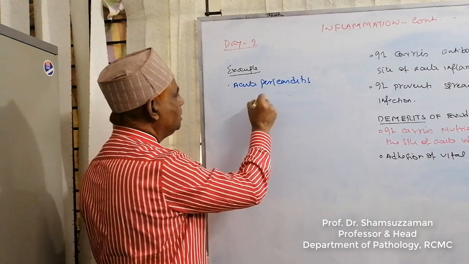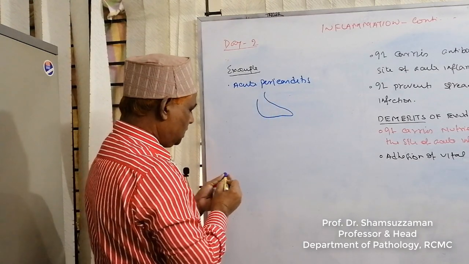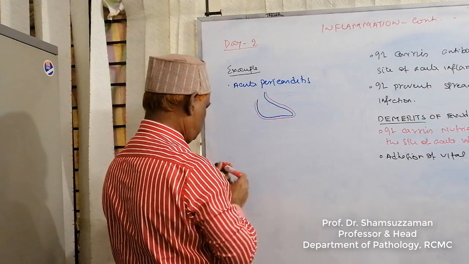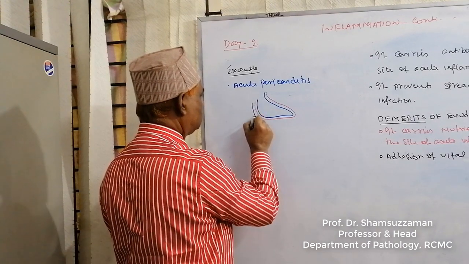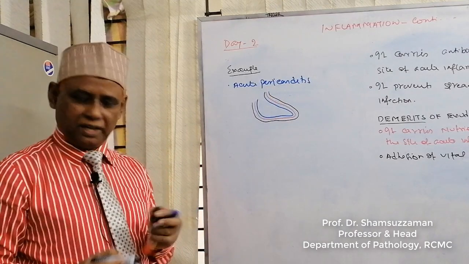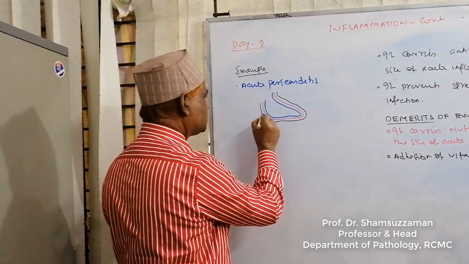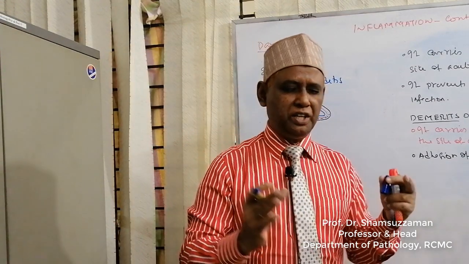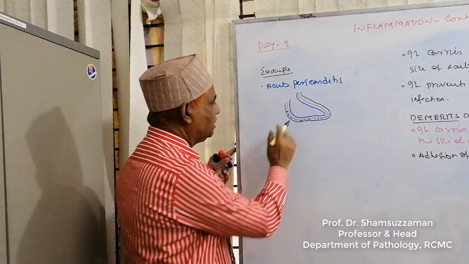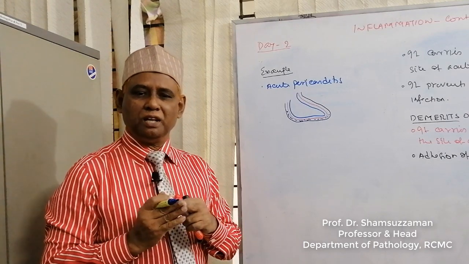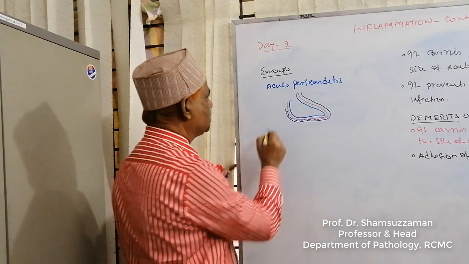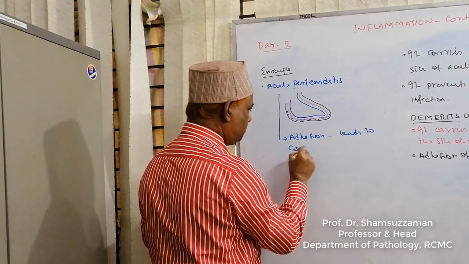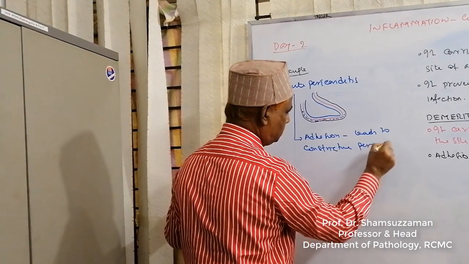acute pericarditis. Dear audience, if this is the heart, you know, heart has two layers of pericardium, visceral and parietal. If there is acute pericarditis, there will be formation of exudates in between the two pericardial layers. If the exudates clot, there will be adhesion between parietal and visceral pericardium and it will lead to constrictive pericarditis. So adhesion will lead to constrictive pericarditis.